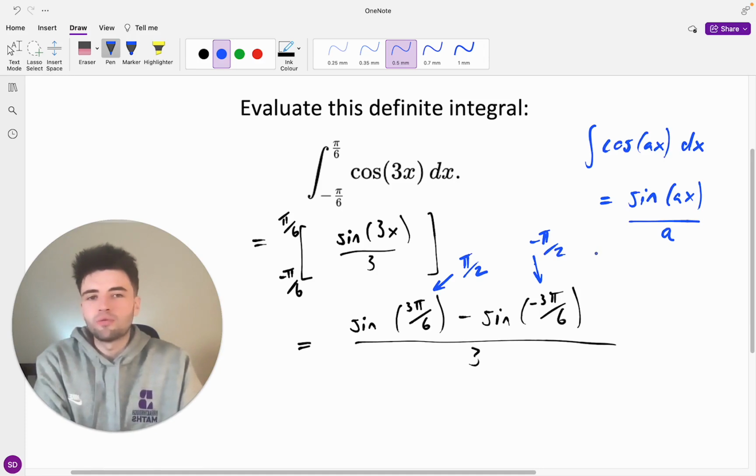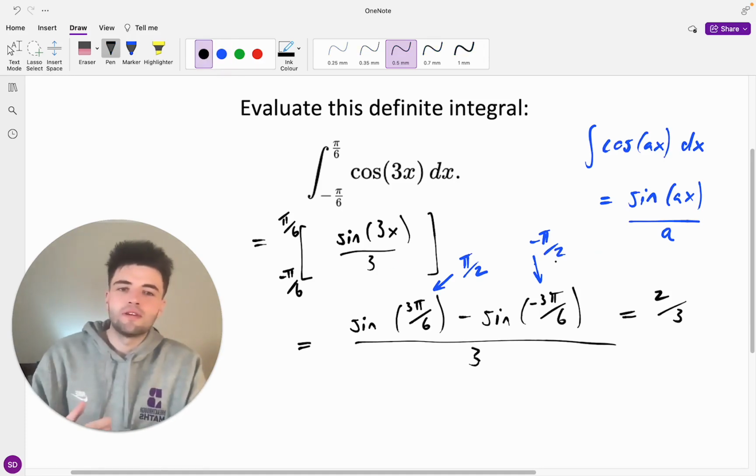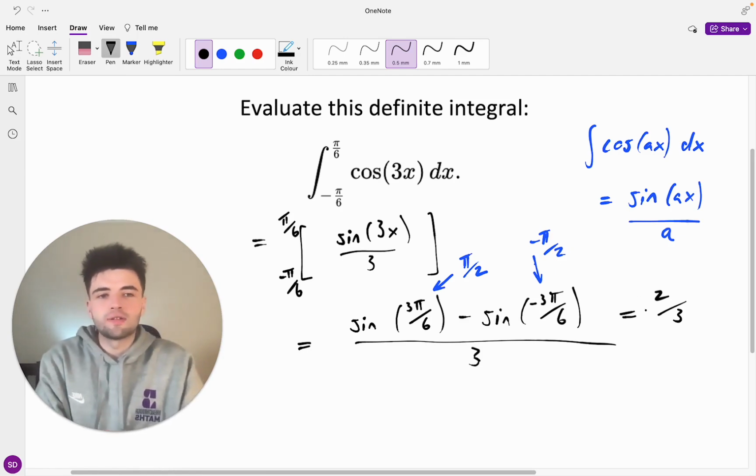And so either way, we can plug this in the calculator now and find our final answer. And what we're going to get as an answer, and also remembering to divide it by 3, is just going to be 2/3. That's going to be our value of this definite integral over these limits.